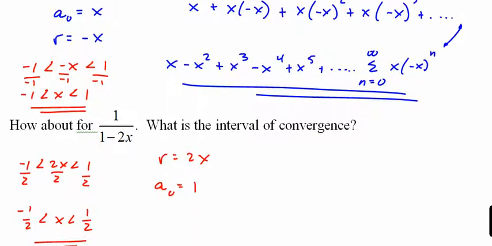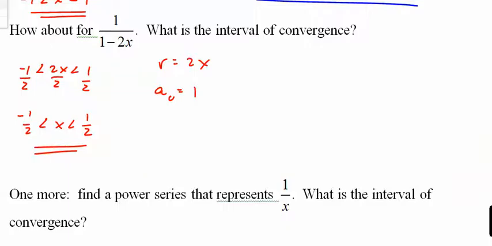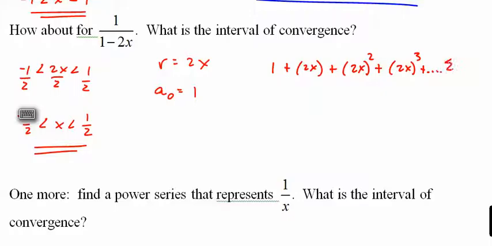Oh, that's a lot going on. Okie dokie. So, 1 plus 2x plus 2x squared plus 2x to the third plus sum from n equals 0 to infinity of, I have to write the 1, 2x to the n.